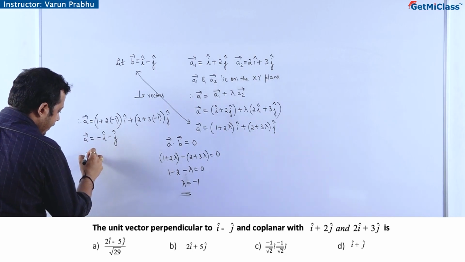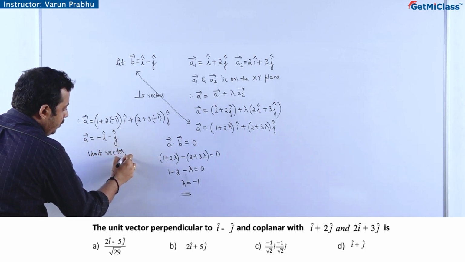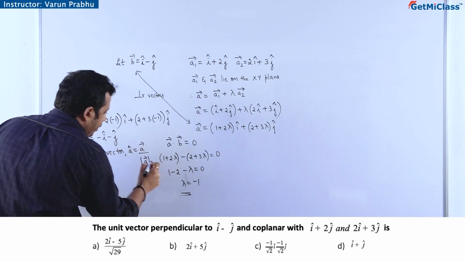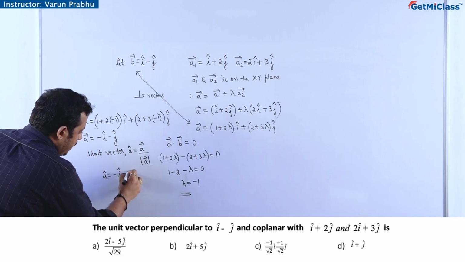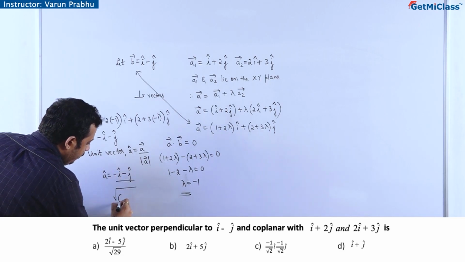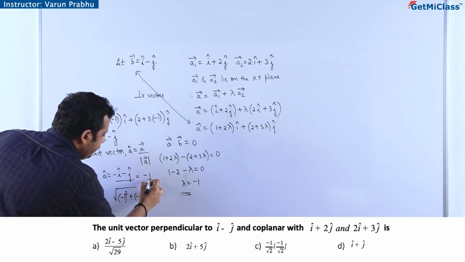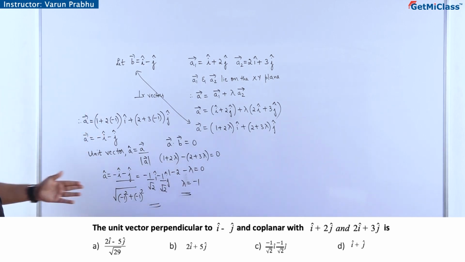So now the unit vector, what is the unit vector asked here? What is the definition of unit vector? a cap is equal to vector a divided by magnitude of a. So a cap is equal to minus i cap minus j cap divided by square root of minus 1 square plus minus 1 square. So the answer to the question will be minus 1 divided by root 2 i cap minus 1 divided by root 2 times j cap. This will be the answer to the question.